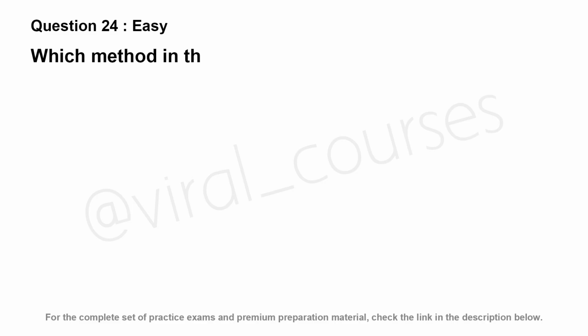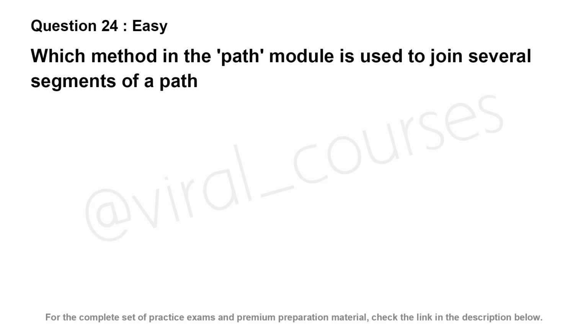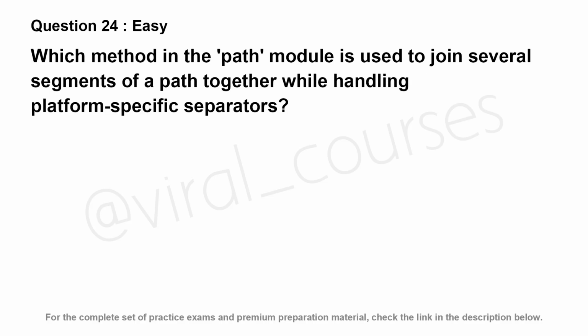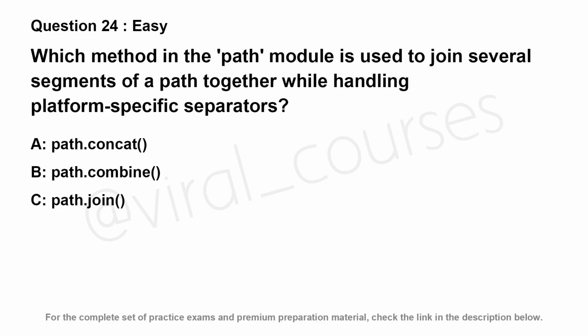Which method in the path module is used to join several segments of a path together while handling platform-specific separators? Option A, path.concat. Option B, path.combine. Option C, path.join. Option D, path.resolve.